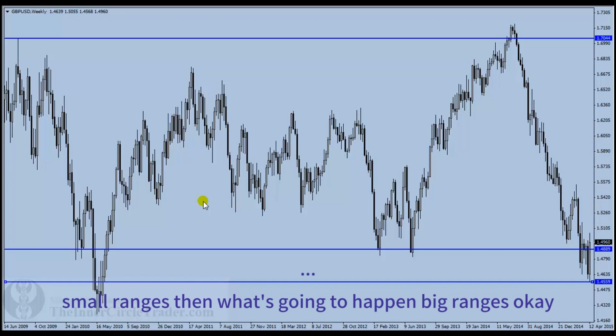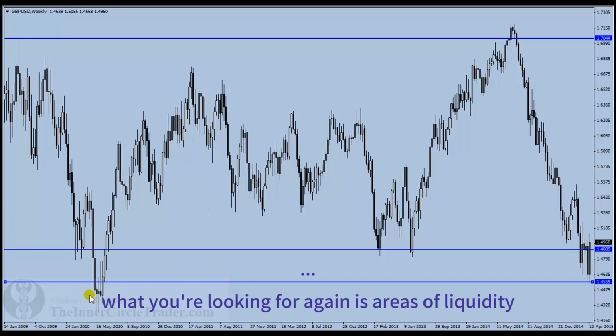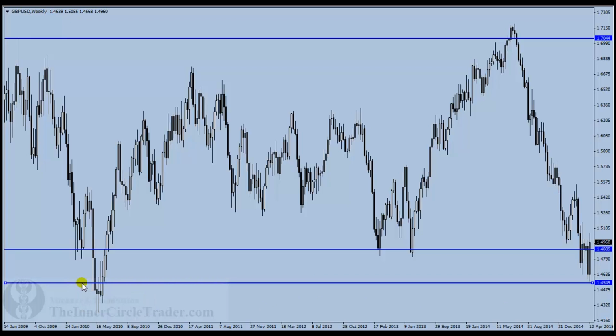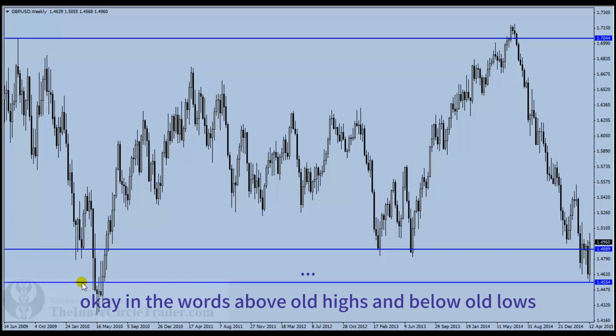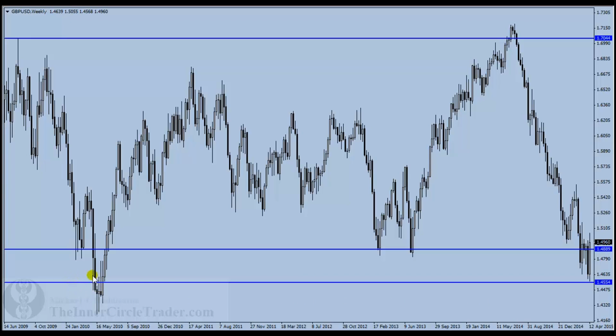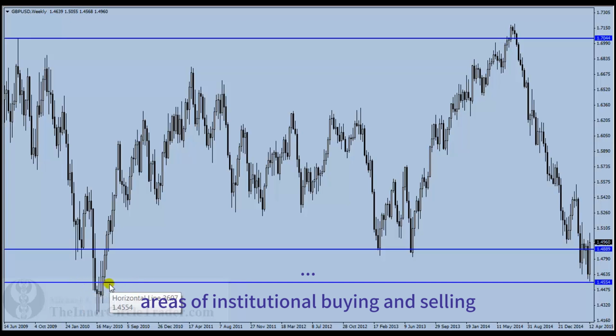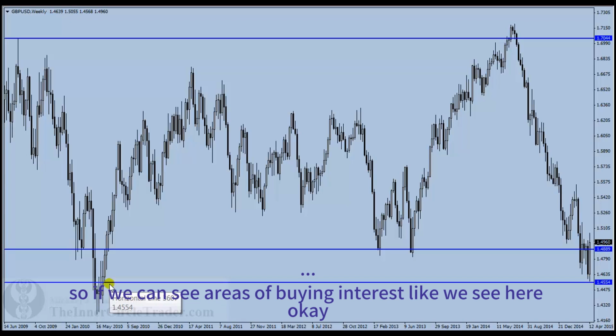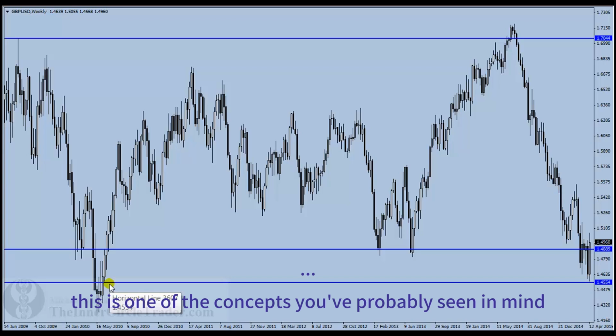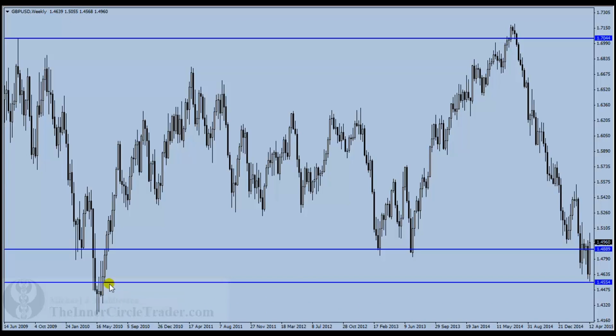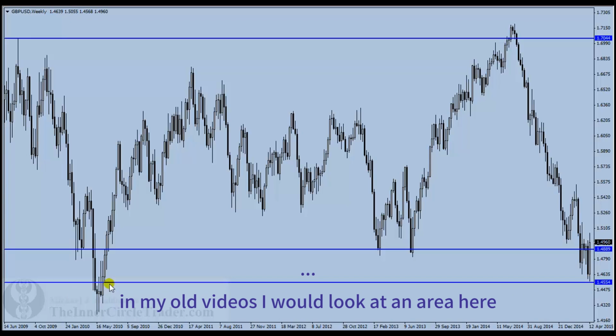So if we can see areas of buying interest, like we see here, what I like to do, and this is one of the concepts you've probably seen in my old videos, I would look at an area here and highlight it with a square or a block on MT4, and I would use it as a marker. And then we would zoom into that little area and refine down to really precise order blocks that we can trade on. That is certainly what you can do, and I'm not trying to discourage that, but I'm trying to give you a higher level perspective on what you should be doing with higher time frame price charts.